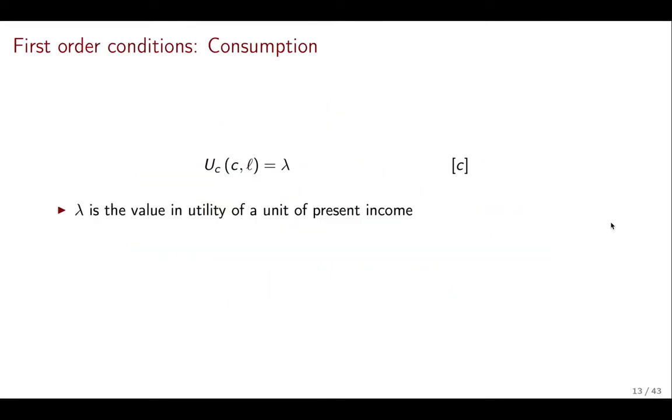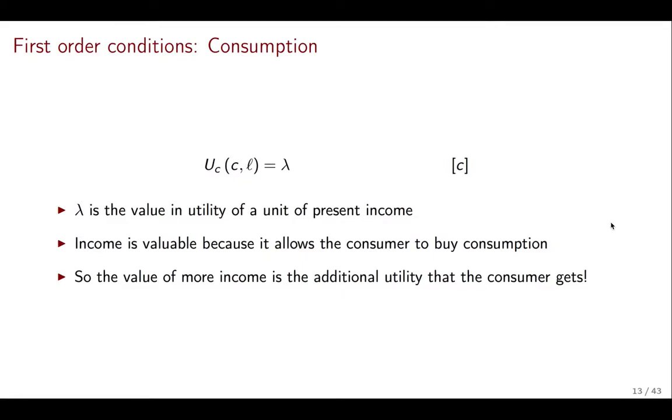Okay. First, we're going to go over the definitions of these first three conditions, taking them literally as they come out of the Lagrangian problem. The first one we've seen before, actually in the previous set of videos in the math recap. Lambda is the value in utility of a unit of present income, and of course it is given by the marginal utility of consumption today. That is because income is valuable precisely because it allows consumers to buy more consumption. So the value of more income is the additional utility that the consumer gets. This one is relatively easy to interpret, and it's common to many models that you're going to encounter.